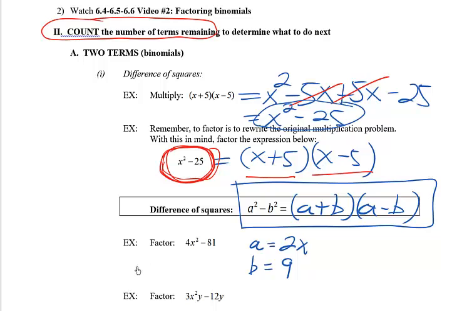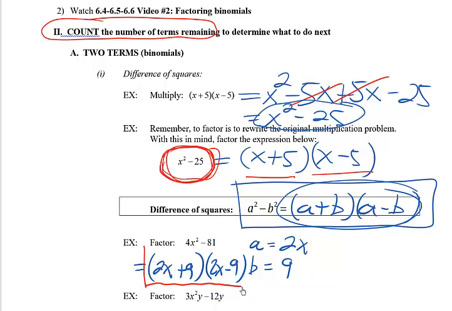I don't have to really give any thought as to how this factors. I just follow the factoring formula. It is a plus b, in other words, 2x plus 9, times a minus b, 2x minus 9. That's the answer to the problem. I've come up with the original multiplication problem, in this case a FOIL problem, that makes this answer. Remember, if you're in doubt, you can just multiply it out to check it.